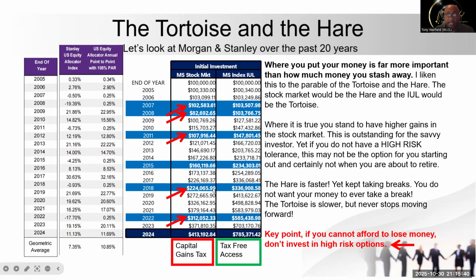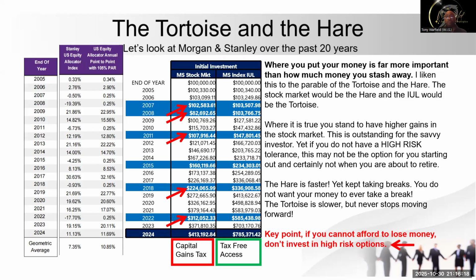And then, of course, in 2018, 224 versus 336. 2022, right during COVID, 312 versus 585, right? And then, of course, you look at 2024 now, like 413,000 versus 785,000, which is almost double, right? And what's great about this is with the money that you earn, even though you lost money, you still got to pay capital gains on any money that you actually accrued, versus tax-free access with your IUL. And your beneficiary after you expire gets the benefit of that death benefit tax-free, right?